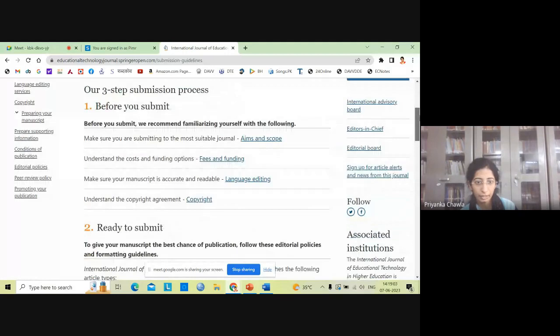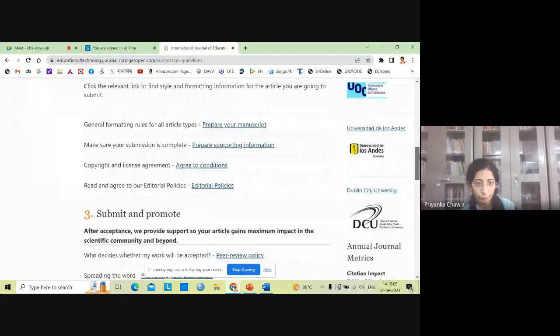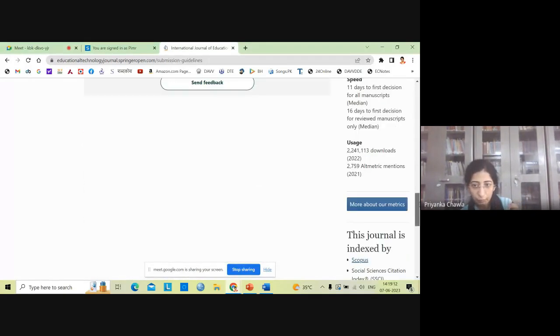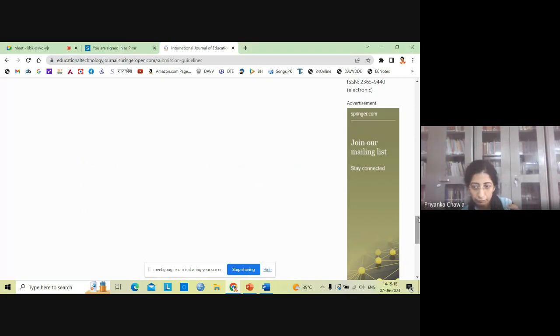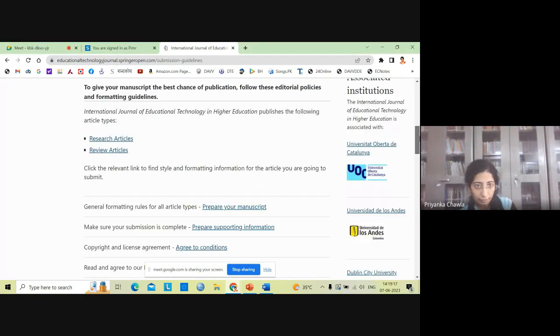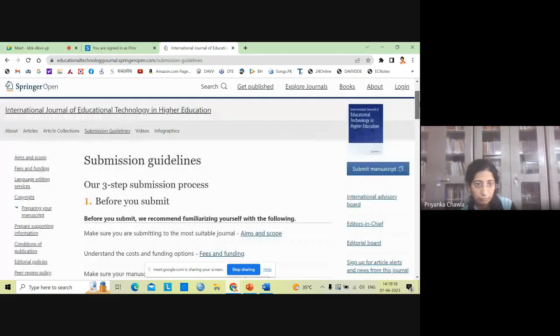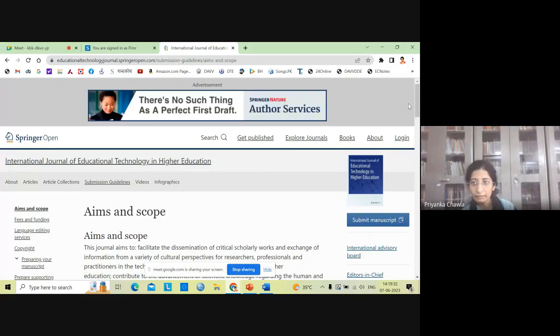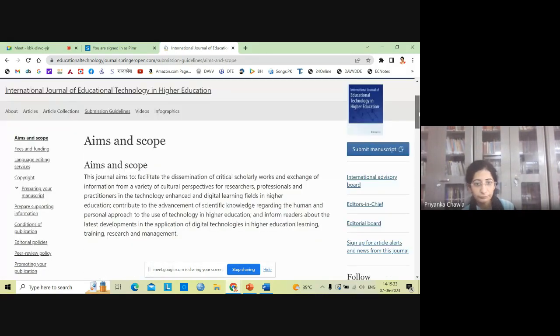Under the submission guidelines, you are informed about which type of paper they are going to add. This is the most important part. Which is the most suitable journal? So aim and scope. This is the most important part, aim and scope. You have to study this aim and scope part, whether this particular journal is suitable for your topic or not.